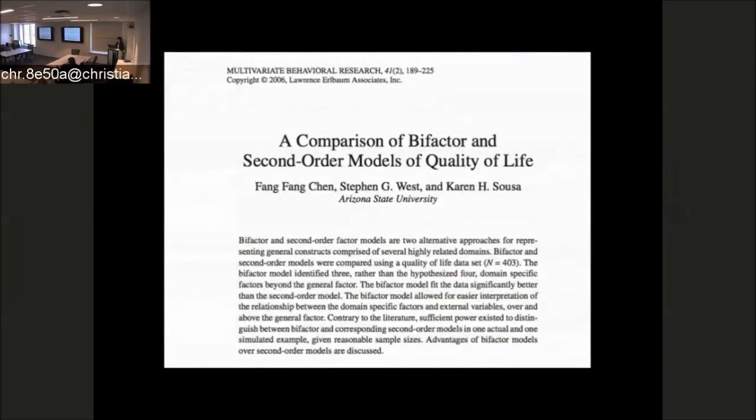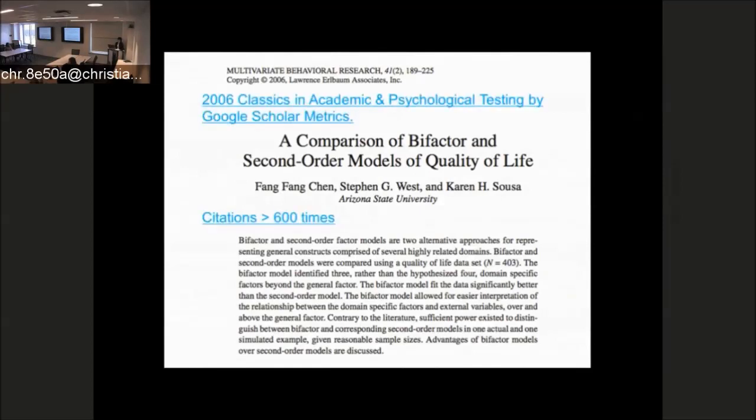The bifactor model has a long history in factor analysis. However, for some mysterious reason, it has been shadowed by Thurstone's multi-factor model. It's only recently, I would say this paper serves as the official introduction of the bifactor model to contemporary researchers, and this model has since then been increasingly used in applied research. These citations tell us the popularity and usefulness of the bifactor model. This is a 2006 paper, but it has been cited more than 600 times, and it actually made the top 10 2006 classics in academic and psychological testing by Google Scholar Metrics.